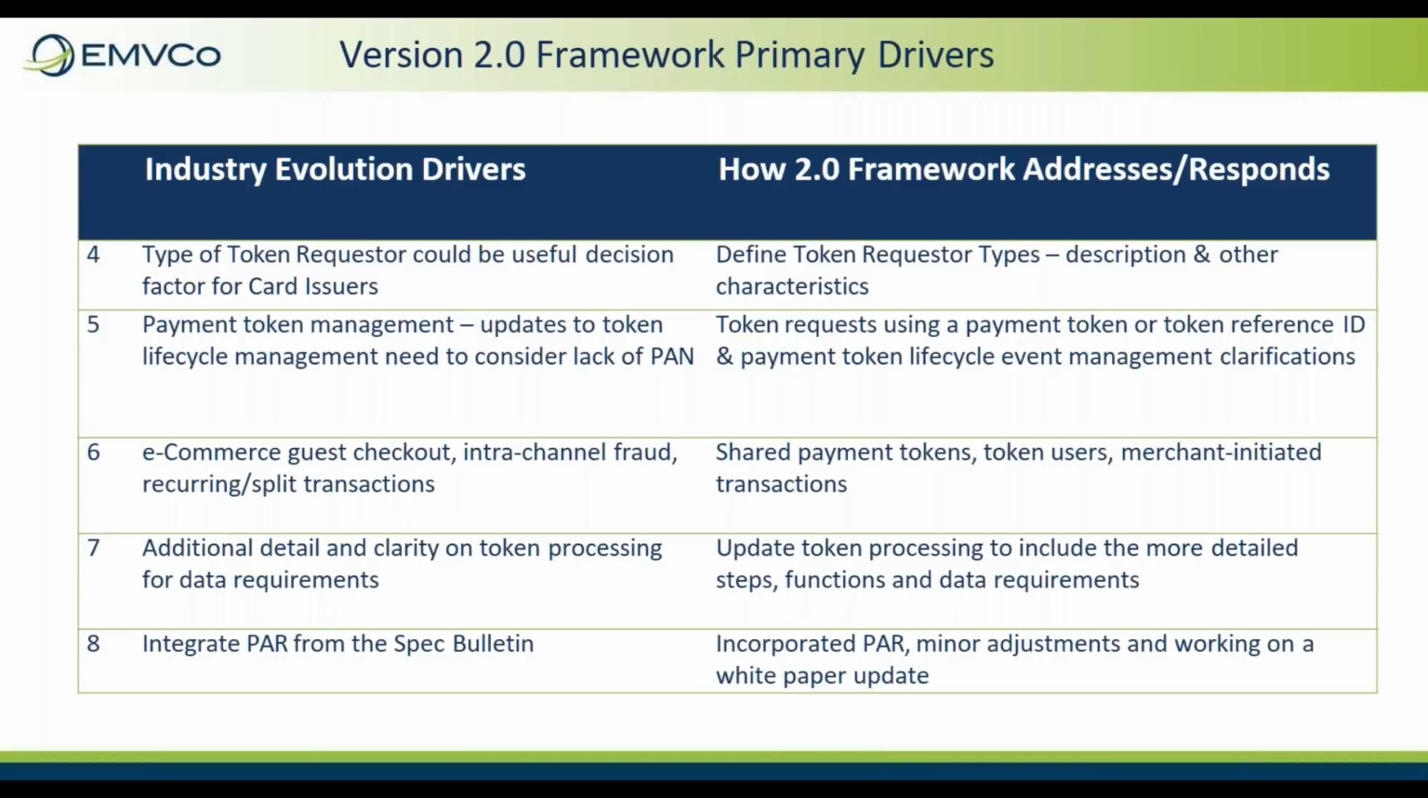You told us that payment token management updates to the token lifecycle need to consider the possibility that maybe the merchant never knew the original PAN. So we've created a process whereby token requests using a payment token or a token reference ID and payment token lifecycle event management clarifications can be accommodated. You told us that e-commerce guest checkout, inter-channel fraud, and recurring split transactions need to be better supported. So we've made enhancements to accommodate those environments. You told us that additional detail and clarity was needed on token processing for data requirements. We've added clarity in that area. And of course, the payment account reference, which was a separate spec bulletin, needed to be incorporated into the new version of the spec, and we've done that.